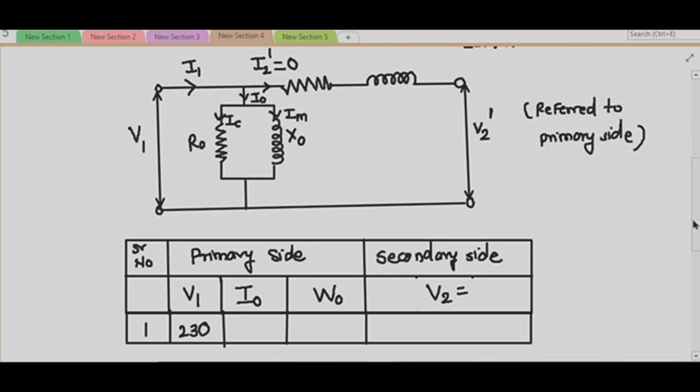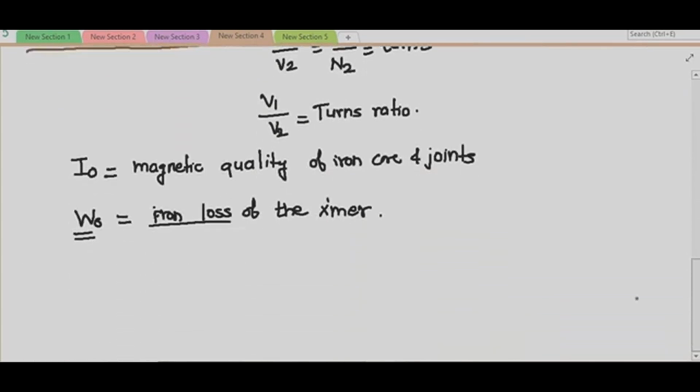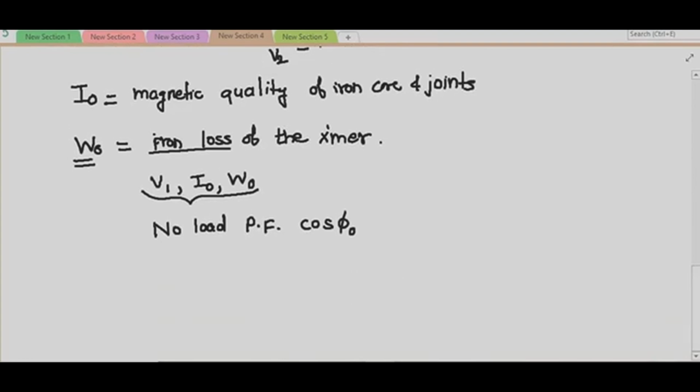Okay, so from this reading, what are the readings that we have? We have V1, we have I0 and we have W0. From these three readings, let us see what we can calculate. We can calculate the no load power factor. Let that power factor be denoted by cos phi 0. So how to find out the no load power factor?